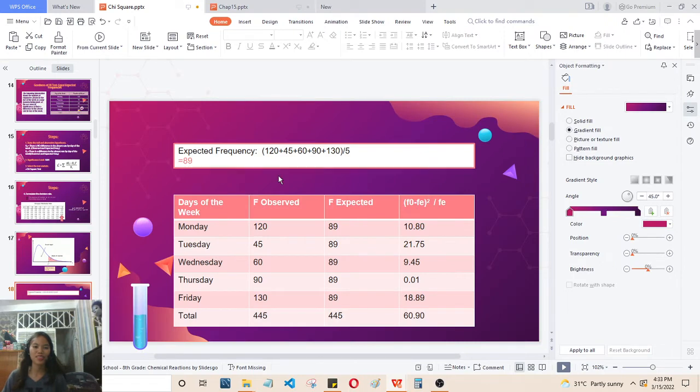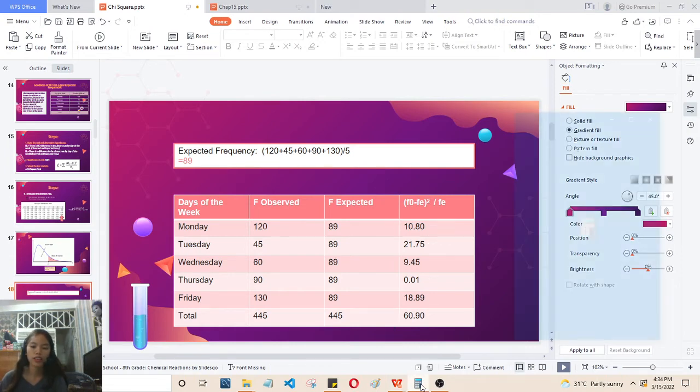Now to solve this, since our observed frequencies are already given, we need to solve for our expected frequency. Since it is equal, we just need to get the average, which is 89. So we will have the same expected frequencies for each of the samples because this is equal expected frequency. Now for the total of the observed values, we have 445. For the expected, we also have 445. To solve for our chi-square, we need to solve for each of these samples individually.